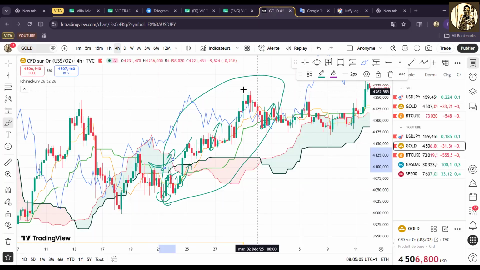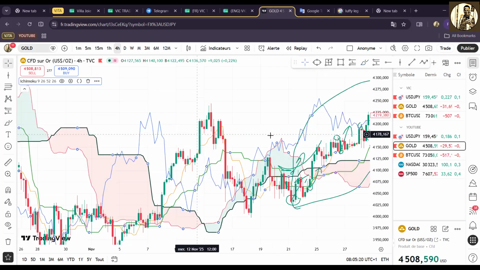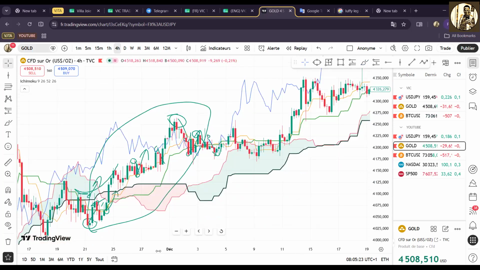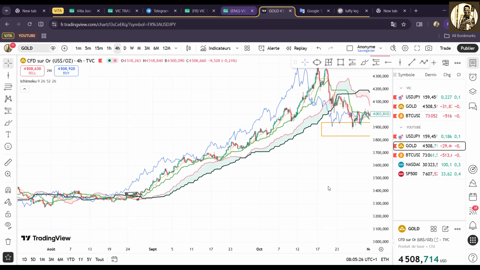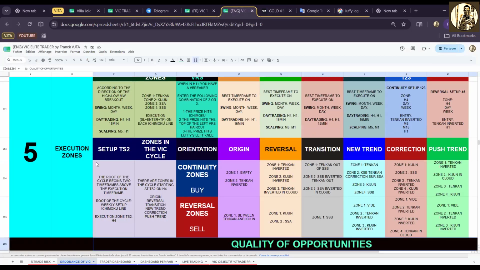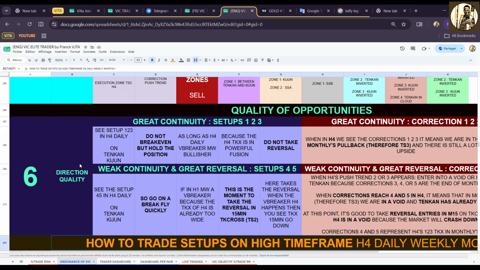The reversal zones during the push trend are when the price is inside the MT like this. Those are reversal zones. Okay. And this Tenkan inverted here, and even this Kijun inverted here. So that's a little bit of what you have for the push trend. That's all we have. And then let's now go to the quality of opportunities, the direction quality. Okay.